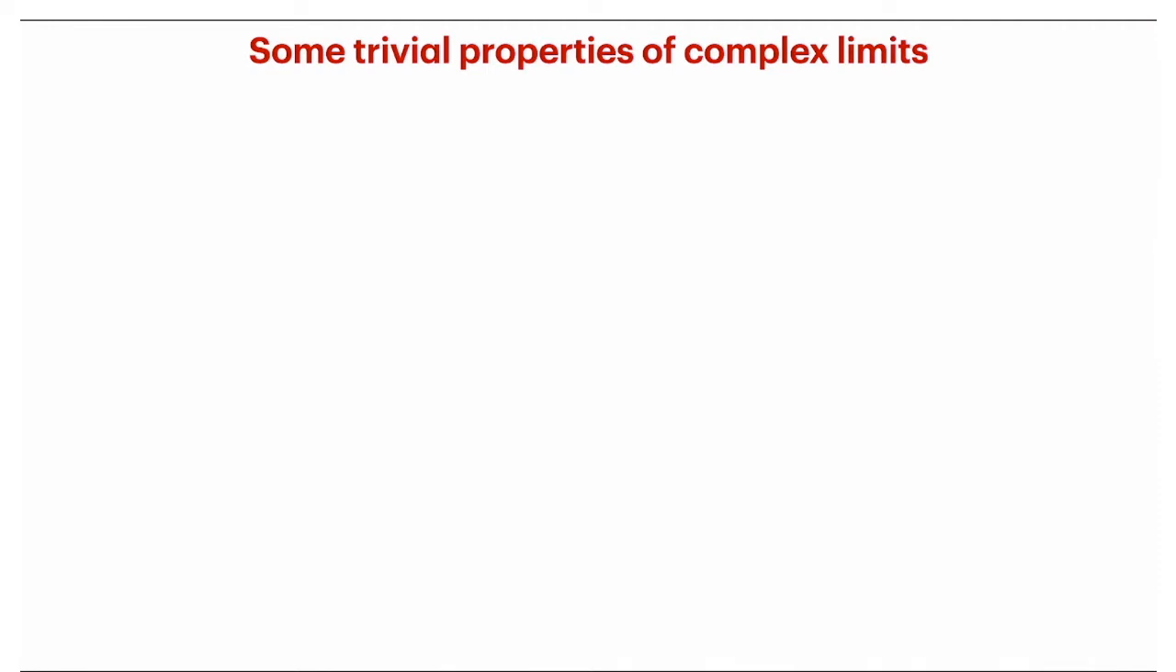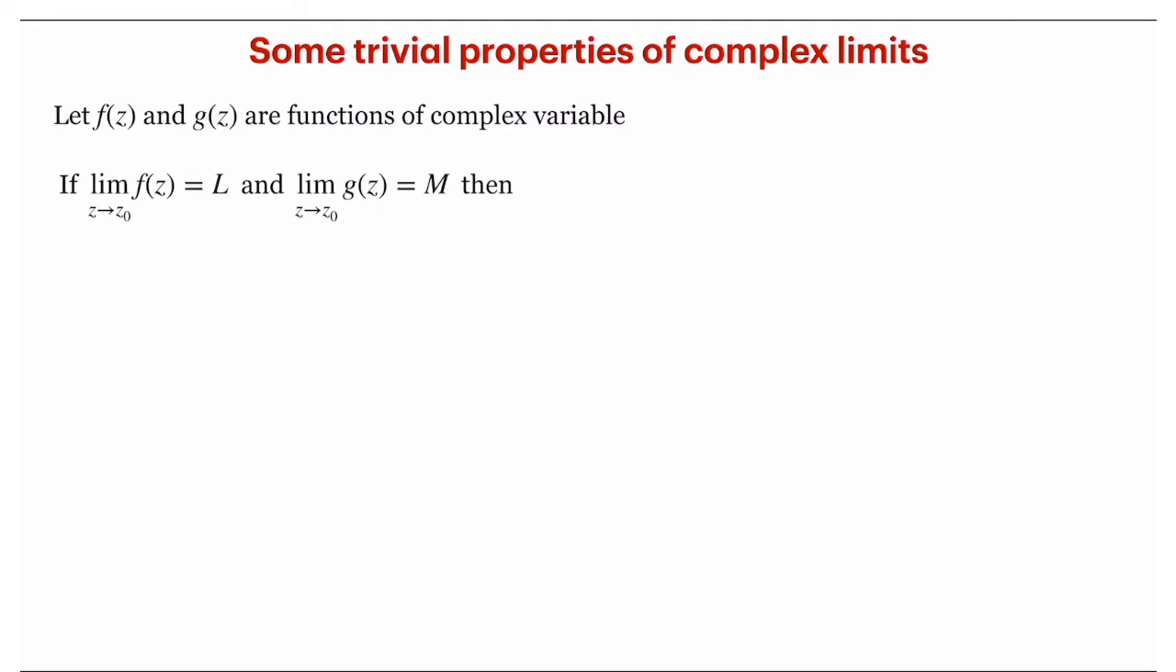So let's look at some of the trivial properties of the limits of the complex function. Let f of z and g of z be functions of a complex variable. We have the limit z going to z naught of f of z is equal to L, and the limiting value of g, that is z going to z naught, is m. Then the following are true. It is fairly simple to show all of them. I am just listing them.